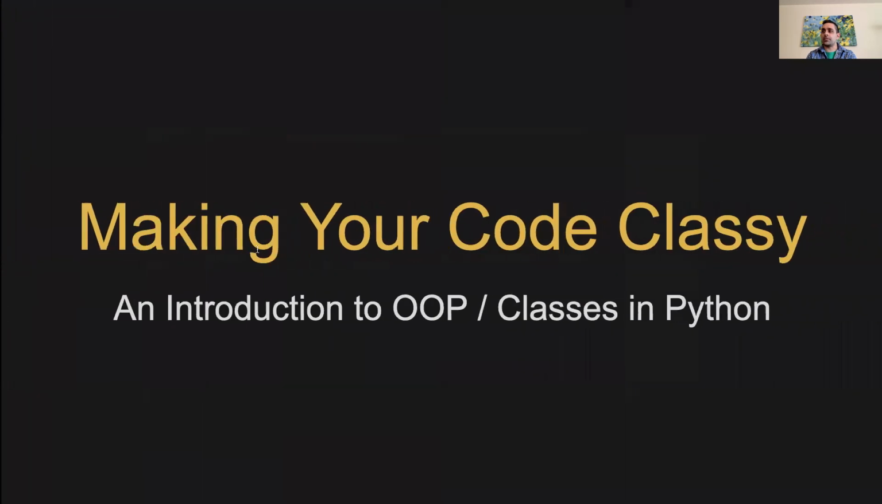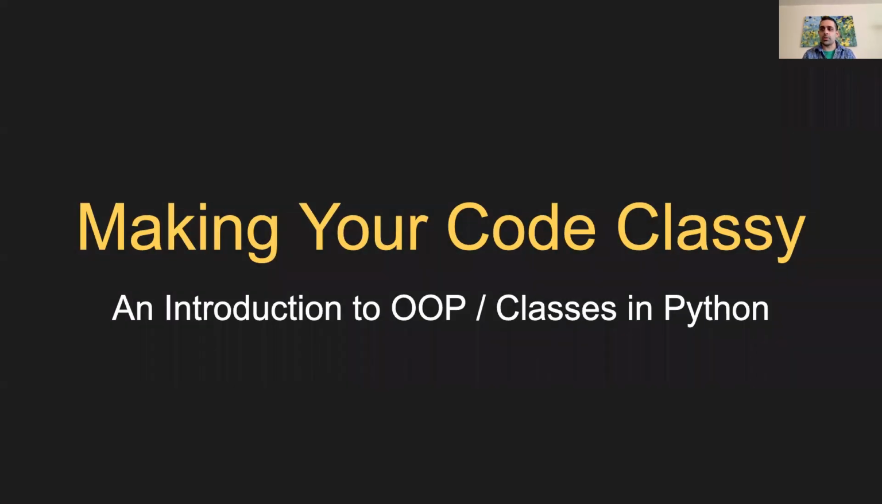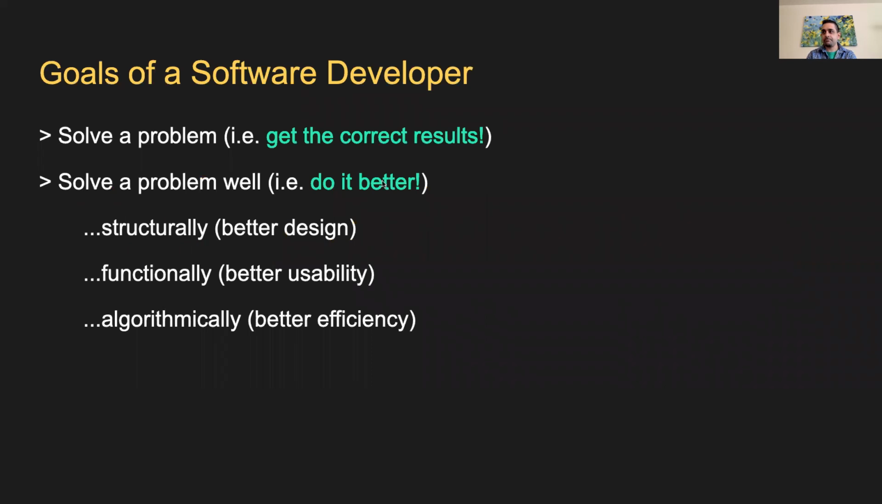Let's talk about classes then. So we're going to talk about object-oriented programming and specifically classes, how we use them, why use them in Python. All right, so backing up a step, let's talk about the goals of a software developer. And this slide, you're probably going to see multiple times because this is my favorite slide, as simple as it is. There's two focuses for a software developer.